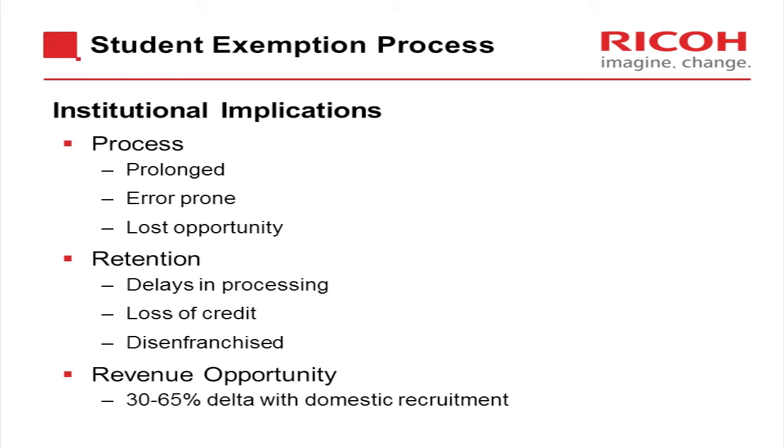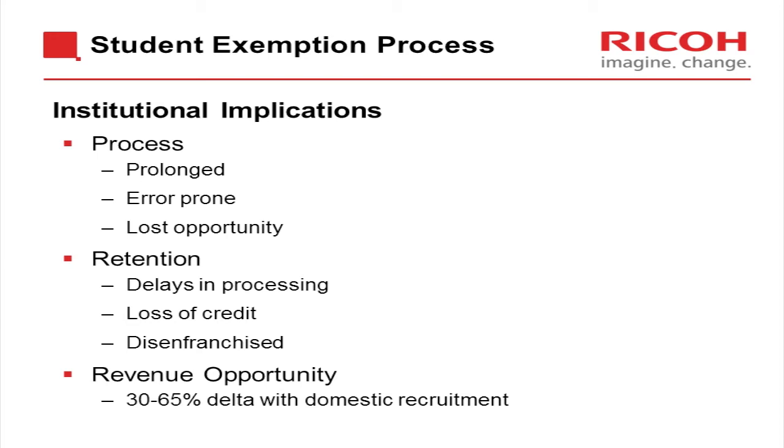Some of the implications of international students are that the process tends to be even more prolonged and error-prone. For example, there are countries in the world that we are seeking to receive international students from where the naming convention is reversed: last name first, first name last. And simple things like that can sometimes create challenges in how we interpret the information that's submitted.